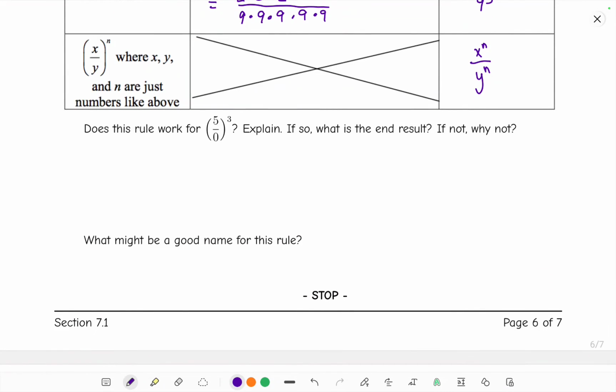Does this rule work for (5 over 3) to the 0 power? If so, what is the result? If not, why not? Well, 5 to the 3rd power over 0 to the 3rd power, I know 5 over 0 is undefined.